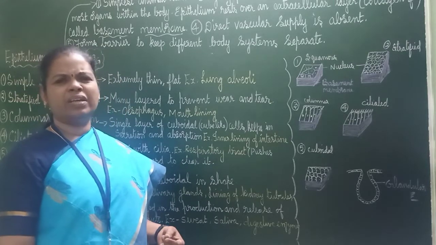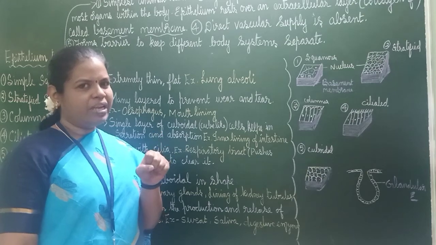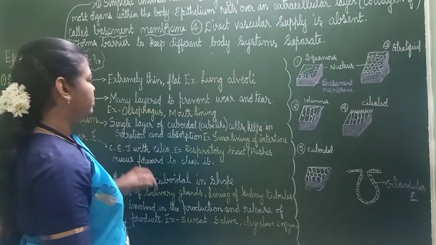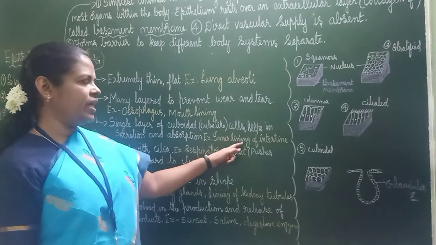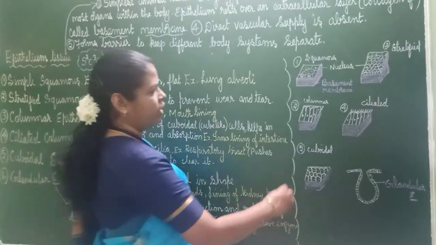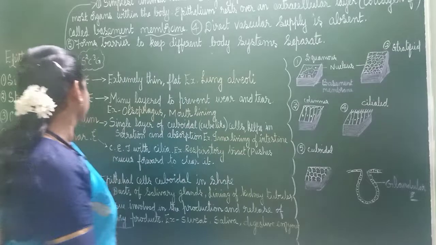For example, in our intestine, we have villi, microvilli. In that villi, what will be present? Columnar epithelium will be present. So the inner lining of the intestine is because of this columnar epithelium. So like this we should show: one single layer, inside that one nucleus.